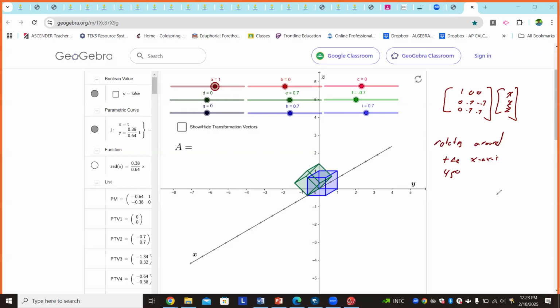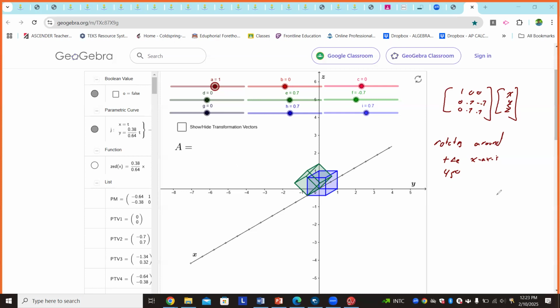So I was trying to identify what you can look at on the matrix. Just in case our graph is a little off or you're having a hard time looking at it, when it's written in this form, we can say it's going to rotate. And because the x-axis doesn't get messed with, we can say it rotates around the x-axis.